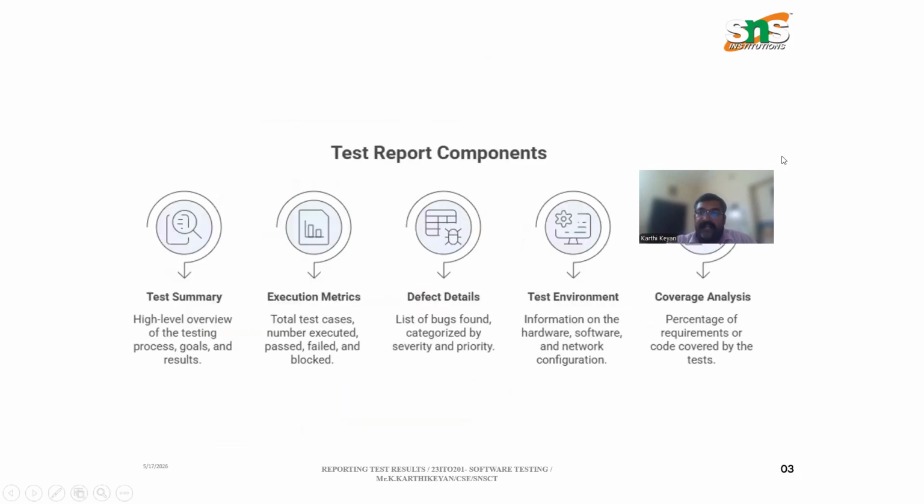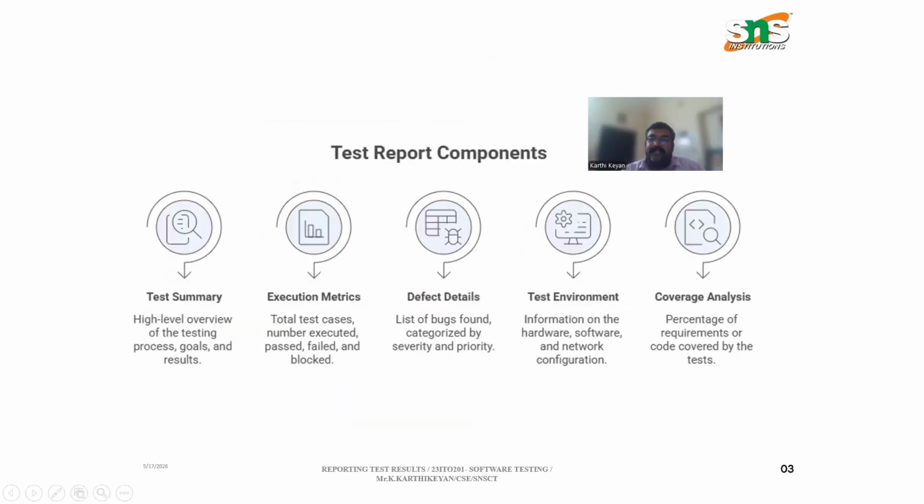So this is the thing. Test report components: first, test summary, execution metrics, defect details, test environment, and coverage analysis. The test summary is a high-level overview of the testing process, goals, and results. Execution metrics are based on total test cases, number executed, passed, failed, and blocked.